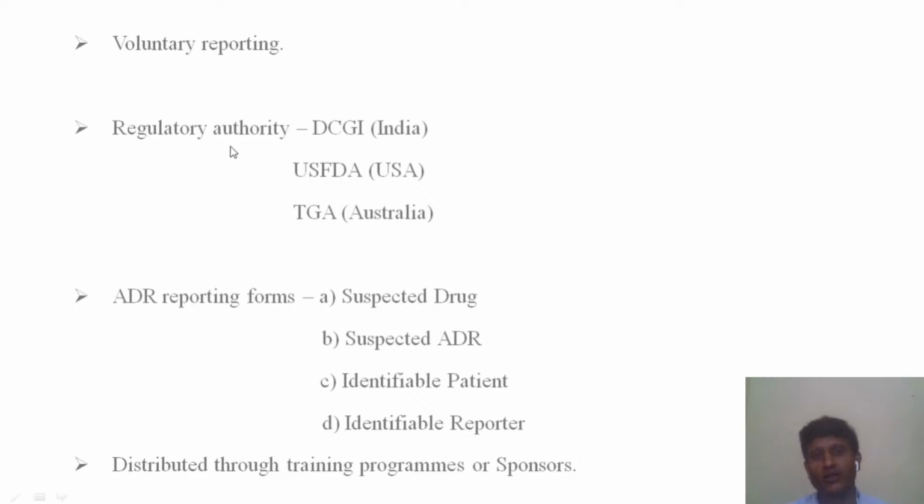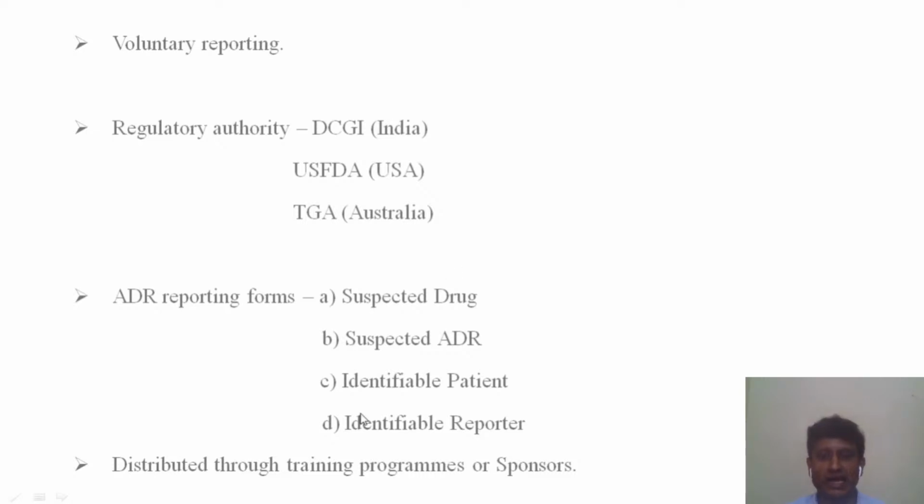Then we have the regulatory authority in India, that is the Drug Controller General of India, through the Indian Pharmacopoeia Commission, that is the National Coordinating Center. We are dealing with this pharmacovigilance. Then in the USA it is the US FDA, and in Australia it is the Therapeutic Goods Administration. Then the ADR forms are distributed in our country and all over. Many other countries use different forms.